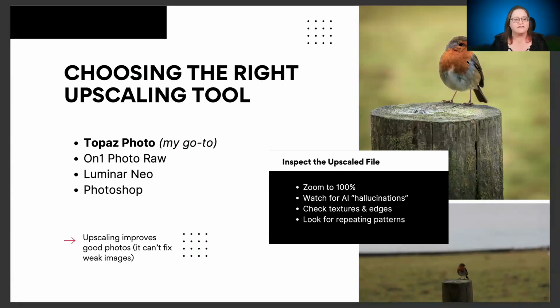Luminar Neo has a good upscaler. ON1 Photo RAW is probably the one that's been around in this field.